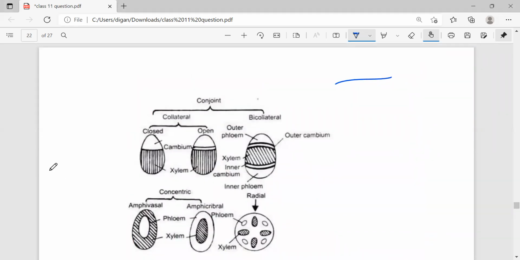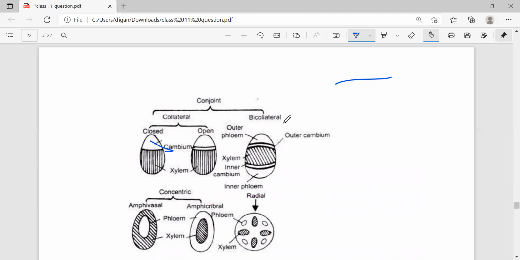So this is the diagram. This is closed. This is xylem, and no cambium is present. This is phloem. So no cambium is present. That's why it is called closed. But look in here. This is xylem and this is phloem. In between, this cambium ring is present. That's why it is called open.